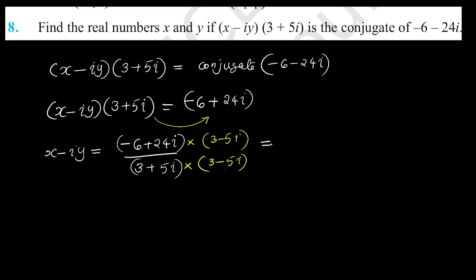In the numerator, you can open the bracket. Is that okay? Minus 6 into 3, minus 18. Minus 6 into minus 5i, plus 30i. I don't want to spend more time on this opening step. Okay? 24i into 3. 24 into 3 is what? 72. So 24i into 3 will be 72i.